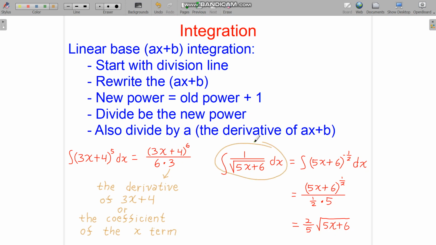In this integral, this is the same as 5x plus 6 all to the power of minus 1/2. So division line, rewrite 5x plus 6. The new power is minus 1/2 plus 1, it's 1/2. We divide by the new power. We divide by 5. And in simple form, this is 1 over 5 halves. So 1 over 5 halves is 2/5. And to the power of 1/2 means square root.